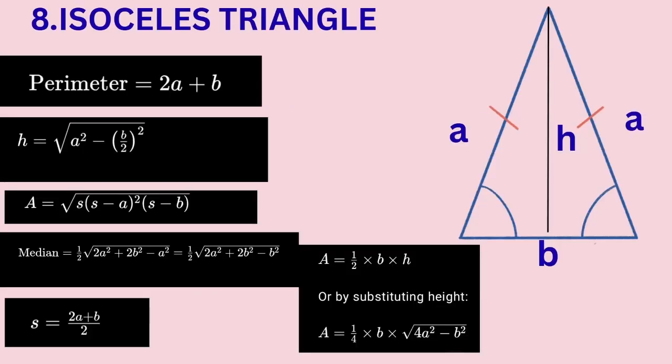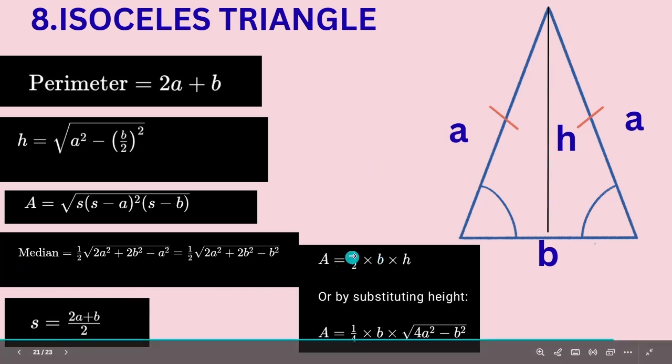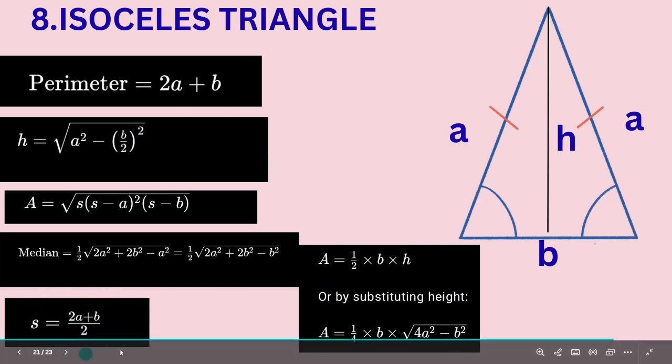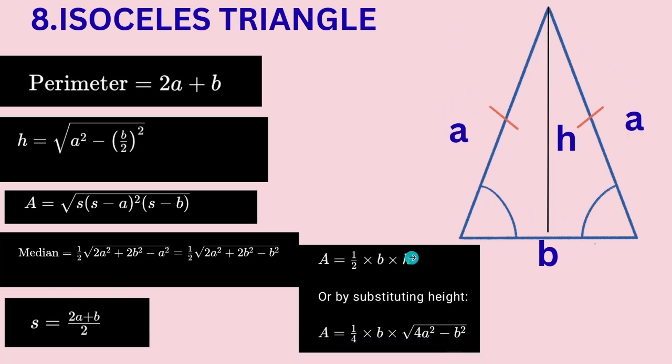And we have the isosceles triangle, that is a triangle which has two sides equal. So here the perimeter is equal to 2a plus b, and the height is given by root over a square minus (b by 2) whole square. And the area is given by Heron's formula. We can use that. And for the median, this is the median, this is the formula, and we can also use the formula half into base into height. We already have the height here, so we can use this. And the semi-perimeter is the same, that is the addition of all the sides divided by 2.